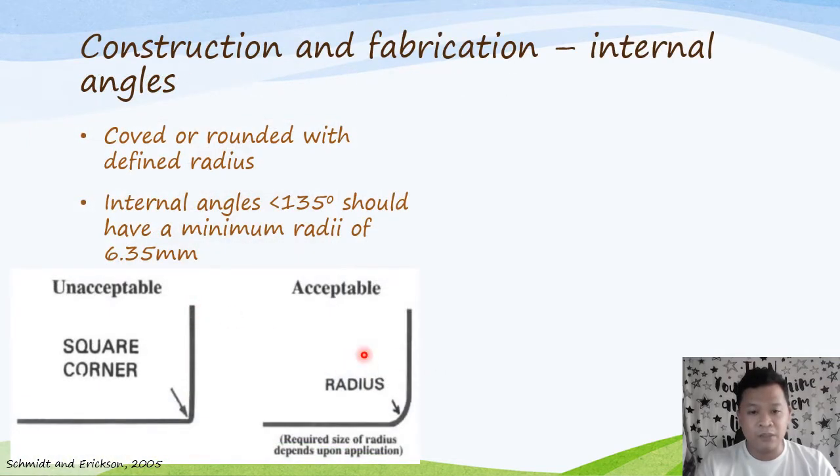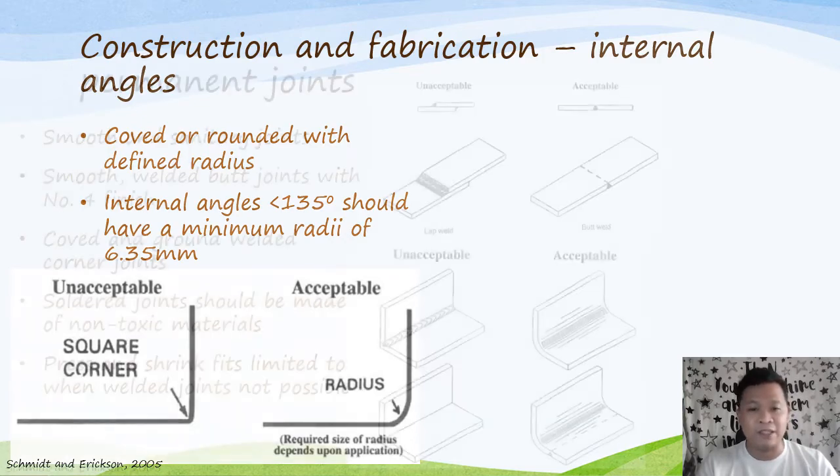So corners should be rounded, and there is a defined radius for this, and internal angle should be less than 135, and physically it should have a minimum radii of 6.35 millimeters. Again, this is for easy cleaning and the prevention of microbial buildup of whatever food ingredient could stick there, making it harder to clean.